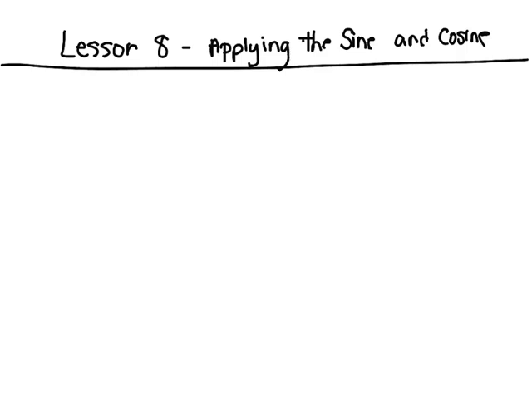Lesson 8, applying the sine and cosine laws. So the world's tallest totem pole is located in Victoria, British Columbia. While visiting the park, you decide to calculate the height of the totem pole. So we have the totem pole.